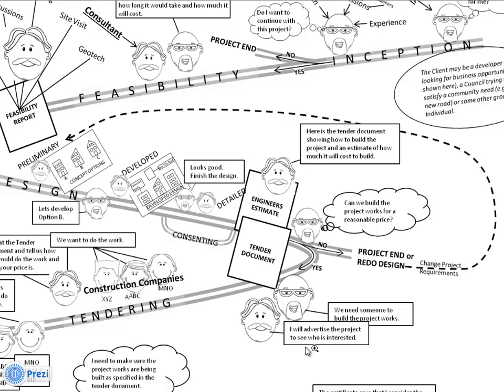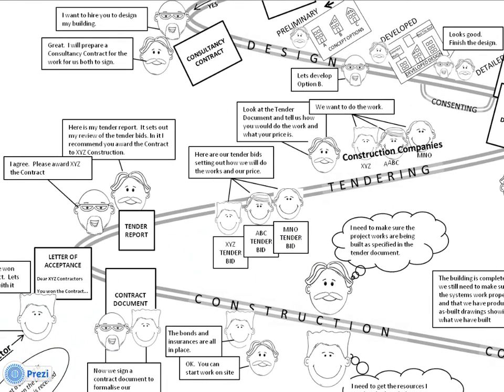And the next step is to find a contractor to do it, and so he asks the consultant to advertise the project or to find someone to build it. And we'll be looking at tendering in a lot more detail as well. So he goes into the tendering process, and the tendering process is trying to find someone who can do the job to the right quality, at the right price and the right time.